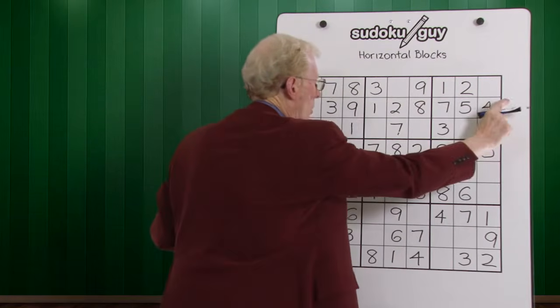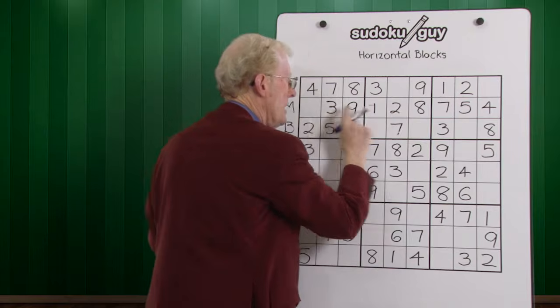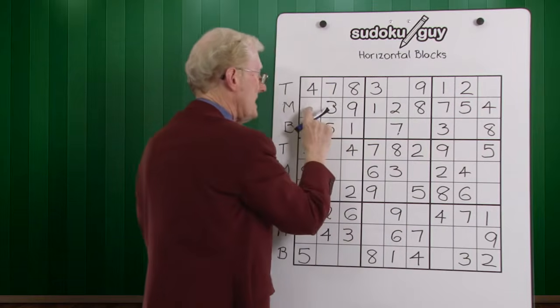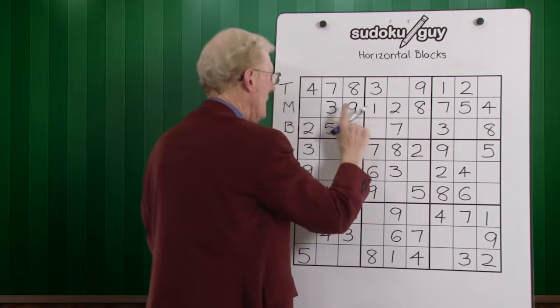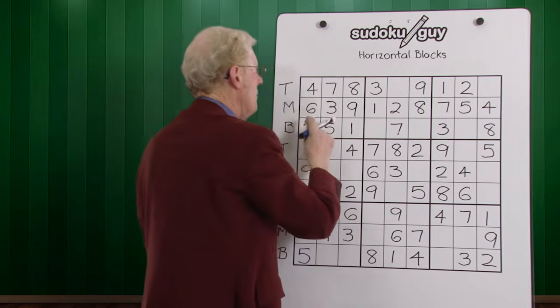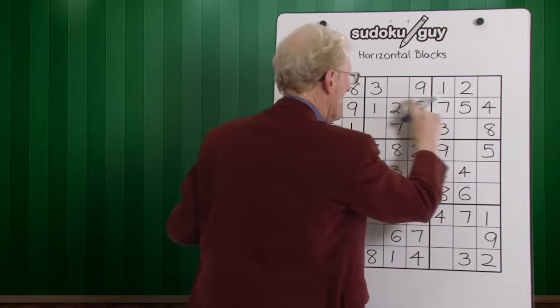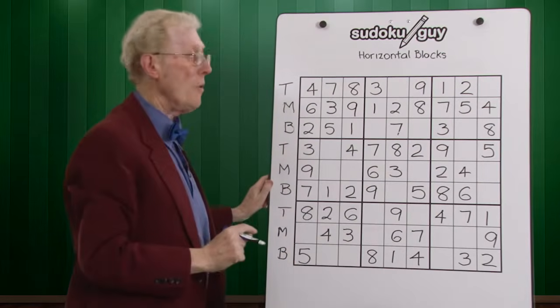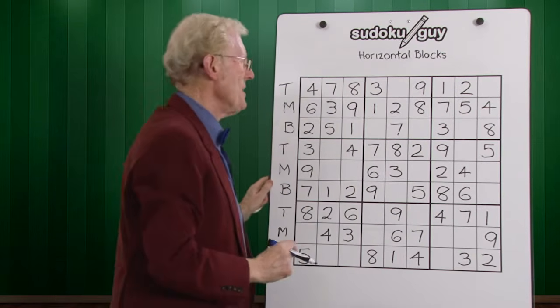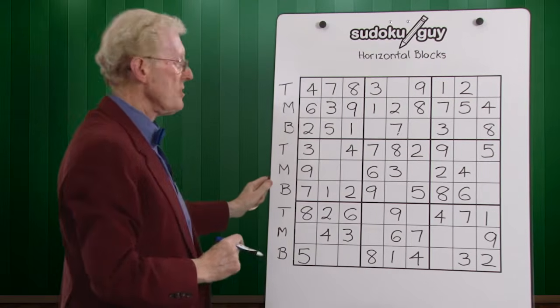1, go through along the whole row. 1, 2, 3, 4, 5, 6 is missing. We got 7 and 8 and 9. So we put the 6 in. Now we've completed a block, and we completed a row. Now by doing that, we got to 3, didn't we?